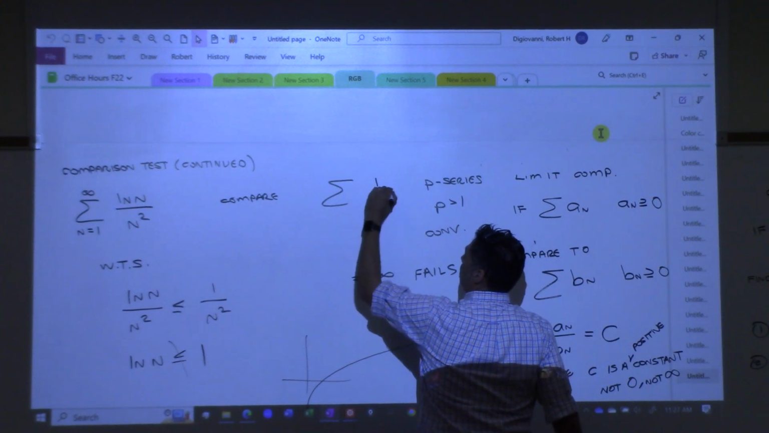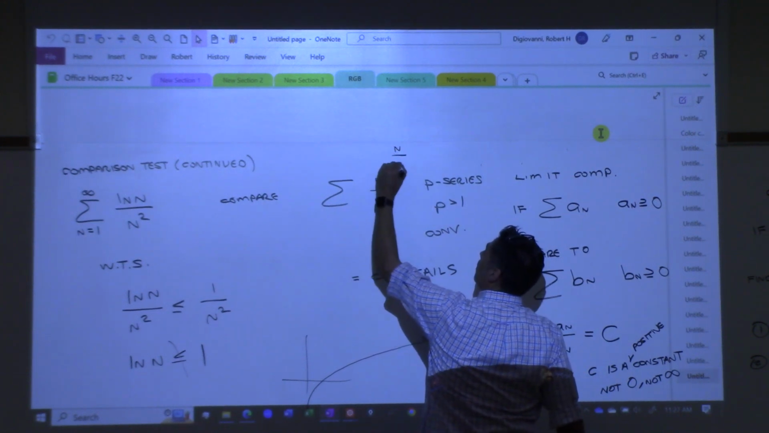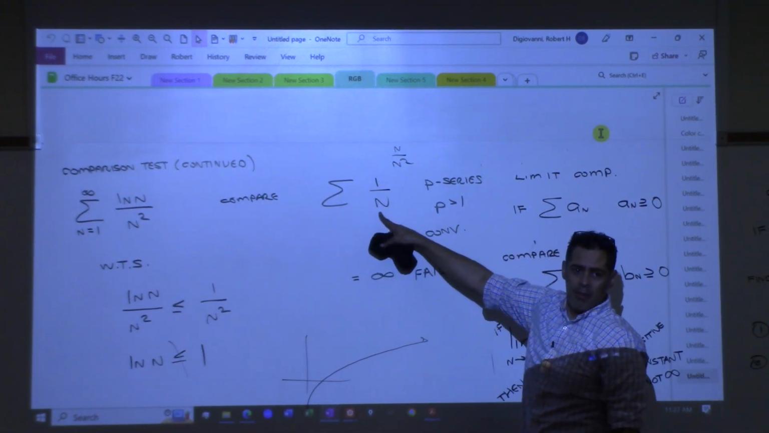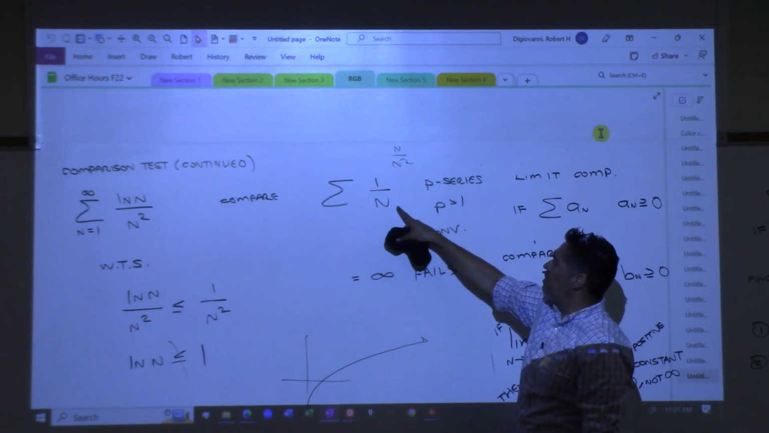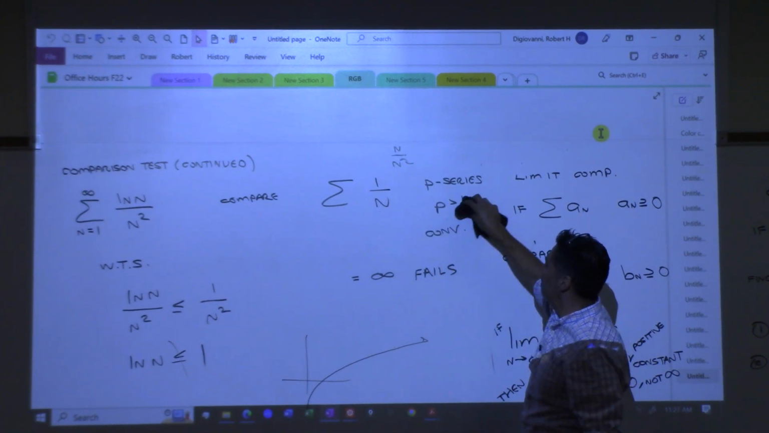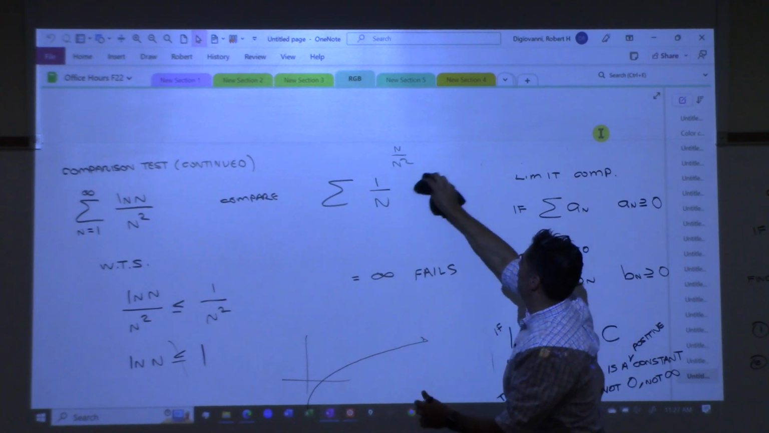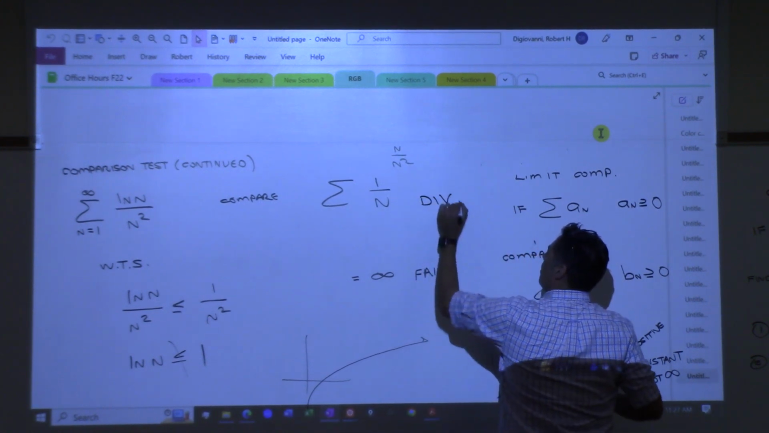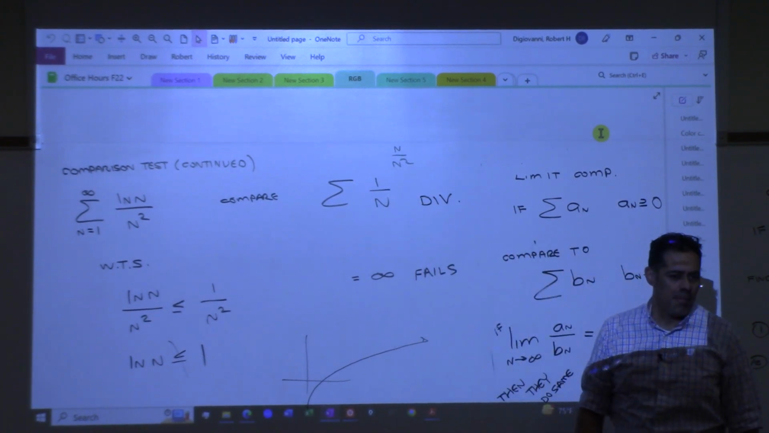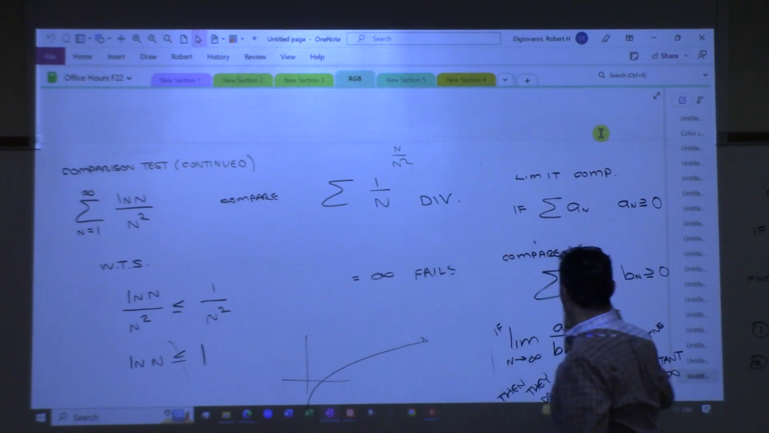N over n squared is like 1 over n. That's really what we're doing here. You could do p series, couldn't you? You say it's p or harmonic. But what does it do? It diverges. So now I'm comparing it to a divergent series. So let me try the limit comparison first.